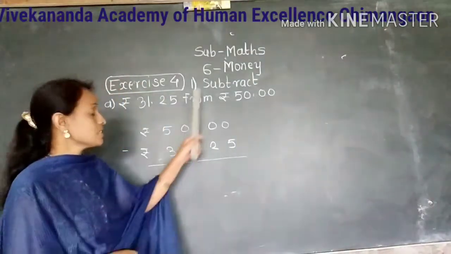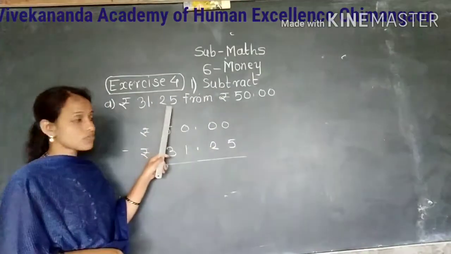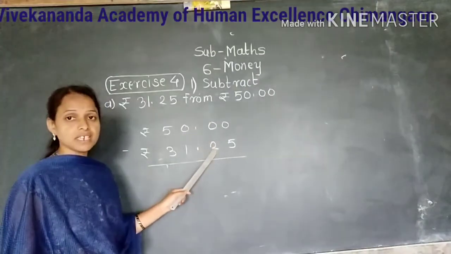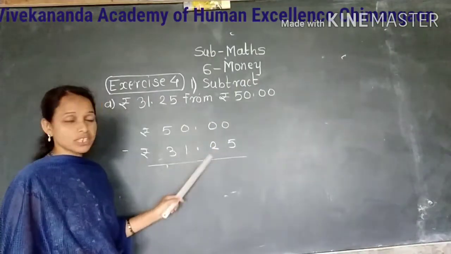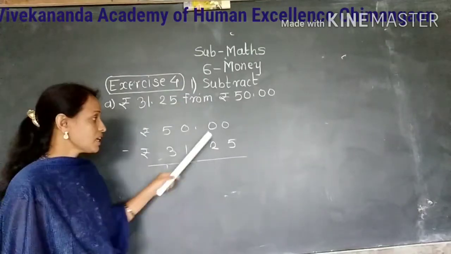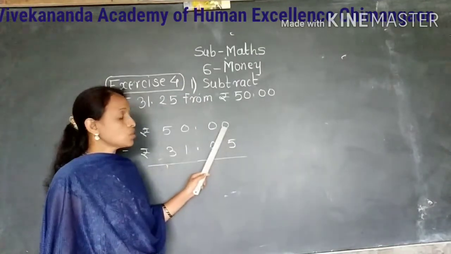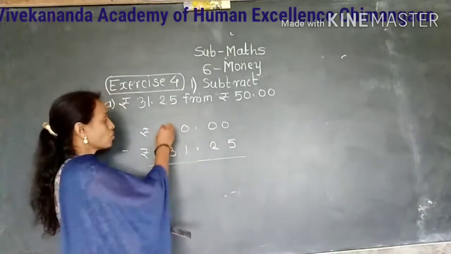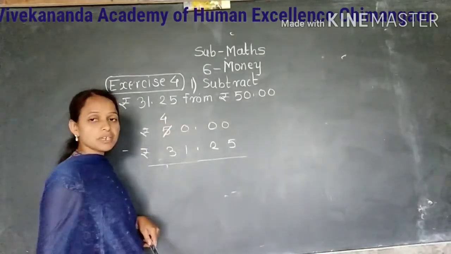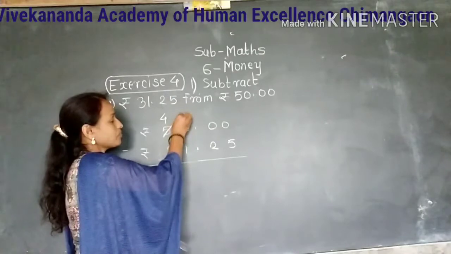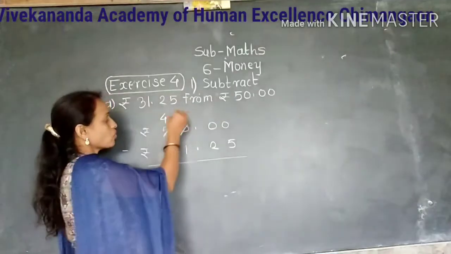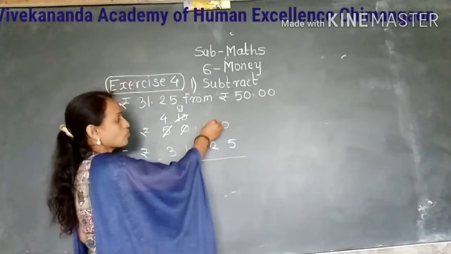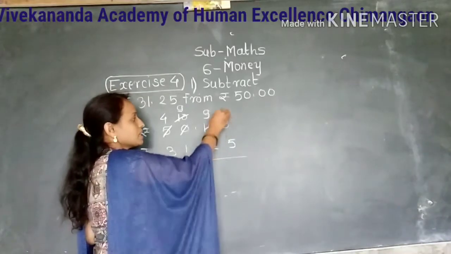So see the first question. Subtract 31.25 rupees from 50 rupees. First we arrange rupees and paise in columns. We separate by putting the dot between the rupees and paise columns. Now we start from the right. Here there is not enough paise, 0, 0, 0, so we have to regroup. We borrow 1 from here, so here becomes 4 and this 0 becomes 10. Again we borrow from 10, here remains 9, here becomes 10. We borrow 1 from 10, here remains 9, and here becomes 10.